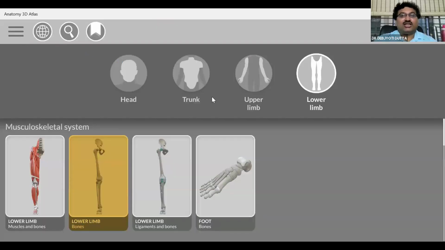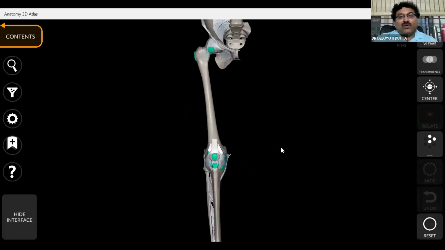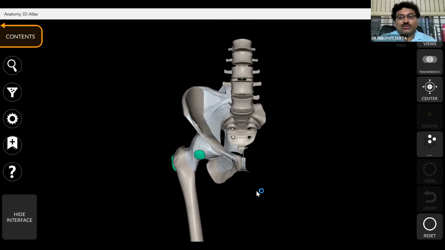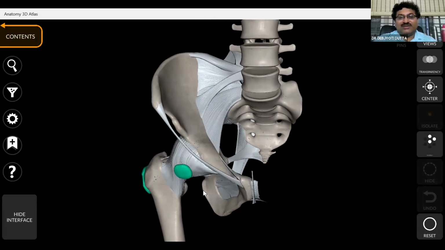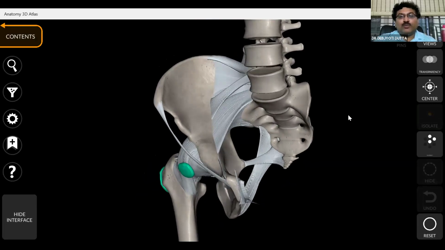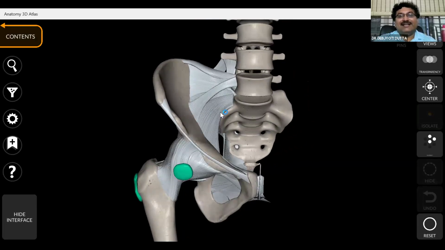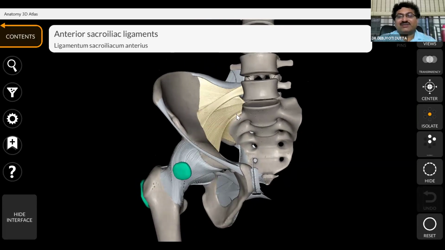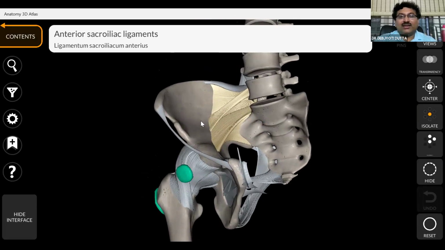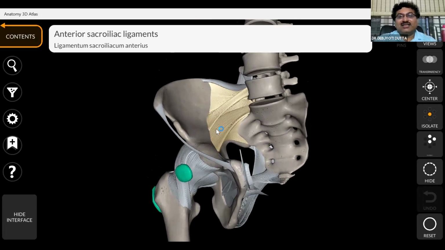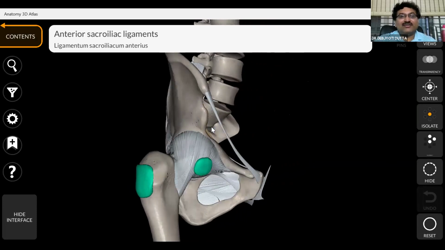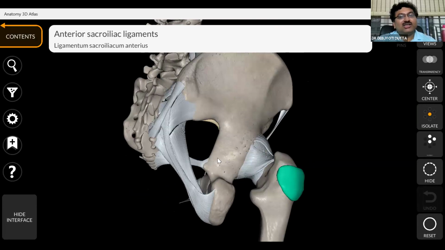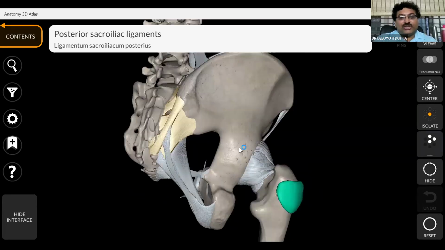Now let us move to the other part, because we have understood the bony part. Now we'll be moving towards the ligaments. Bones are connected with ligaments, and there are three important ligaments. It is very difficult to remember. This is the anterior sacroiliac ligament, which connects the sacrum with the ilium from the anterior side. Similarly, we have the posterior sacroiliac ligament as well.